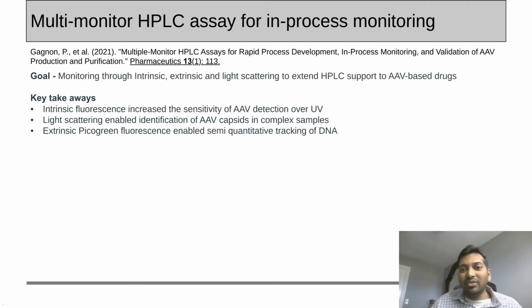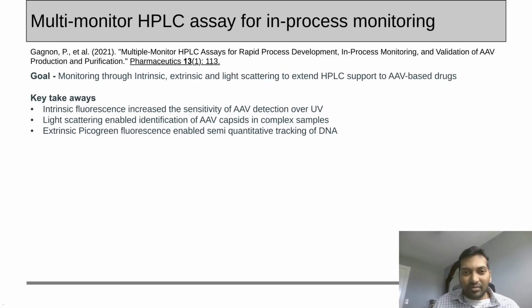A normal HPLC comes with a UV detector. They wanted to add light scattering, extrinsic, and intrinsic fluorescence detectors, and then identify whether they could give enough information about the drug product, the purity, and all of the critical attributes.